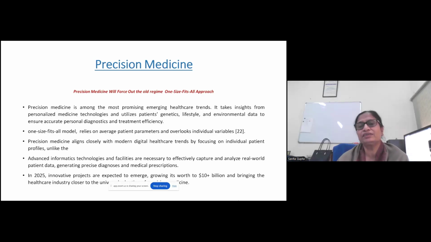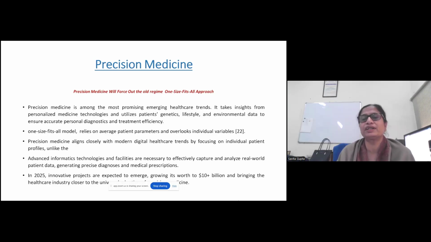Precision medicine: what is precision? We are talking about precision farming, precision medicine. In precision farming, we are putting sensors on cows or buffaloes, in precision cattle rearing. All these are buzzwords of the future, and it's possible because of sensor technology. We can put sensors in the farm and monitor the weather conditions, and farmers can take corrective action according to the weather. That is precision farming. Similarly, precision medicine will force out the old regime.